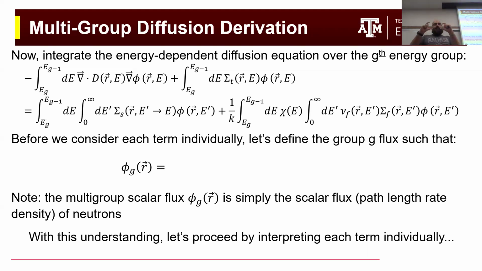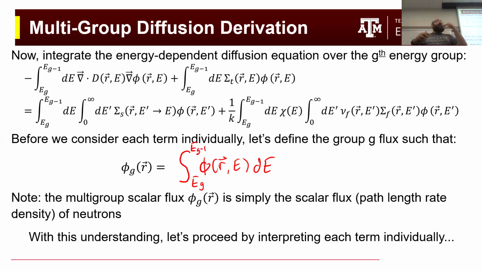Perfect, right? If it's energy dependent flux and we integrate that over energy, that is by definition going to give us the regular scalar flux. So to get the group G scalar flux, I'm going to integrate my energy dependent scalar flux. I'm taking that energy dependent scalar flux, I'm integrating it with respect to energy, and I'm integrating it over that little range for that group. So I'm integrating it from E sub G to E sub G minus 1.